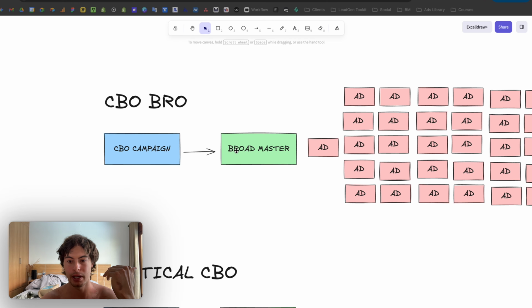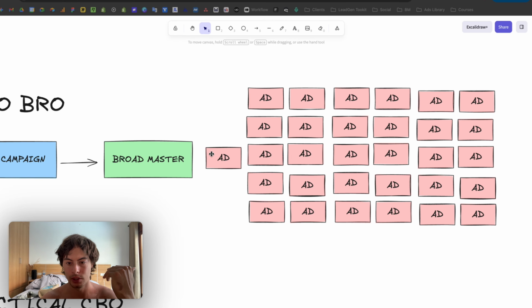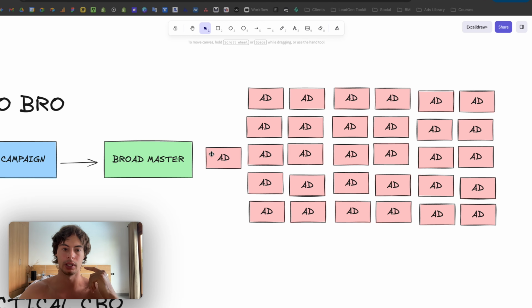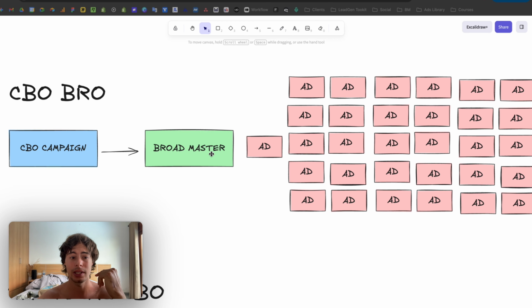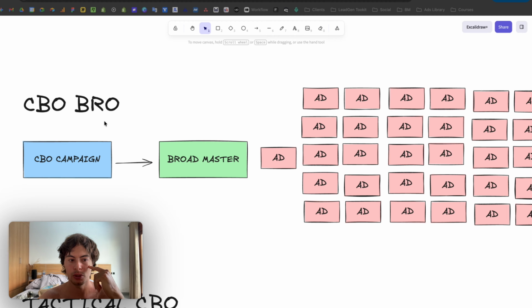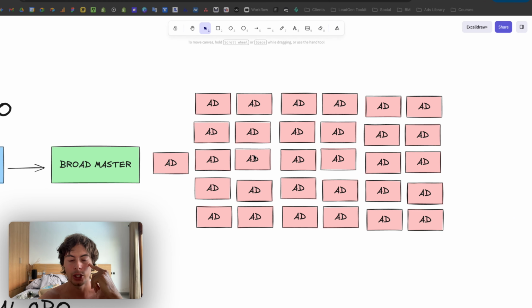All that matters is ads, creative, right? So the quality of the creative, the angle, and stuff like that. And if you think that this setup is stupid, well, you should think twice because this is actually working quite well. Simplicity oftentimes works better than overcomplication. And by having such a simple media buying structure like this one CBO campaign, one broad master ad set, and then all the ads inside, you really focus on what matters, which is the ad itself, right?